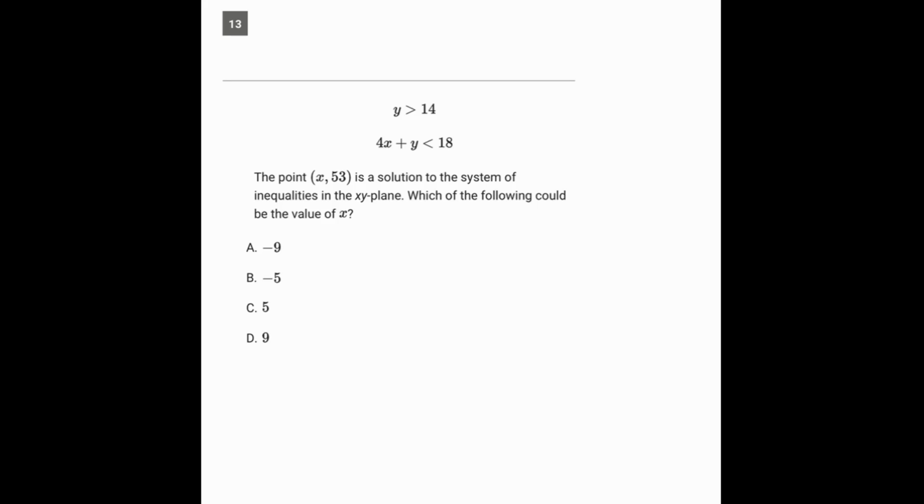So one thing you can do here is graph it. And that may or may not get to an answer, but a nice, easy thing you can do is simply plug in what they gave you. If they're telling you when x is x, then y is 53, let's go ahead and just plug that into the situation. So if y is 53 here, we get 53 greater than 14. Well, yeah, that makes sense. 53 is greater than 14.